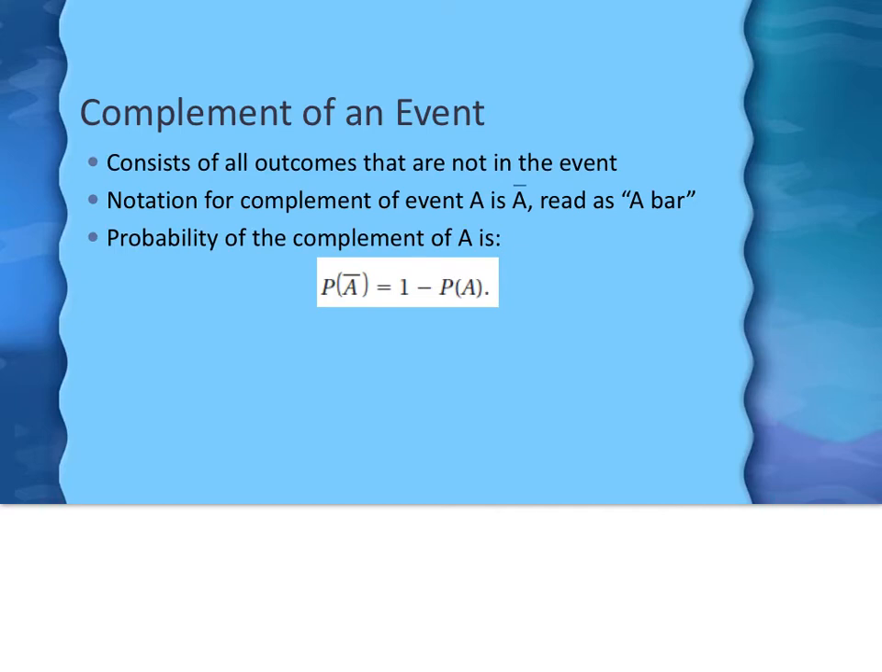Okay. Complement of an event. So the last thing we'll talk about in this section is a complement. We've talked about complements in a lot of different ways, right? We talked about the complements of an angle, that kind of stuff. This is different, sort of. So this consists of all the outcomes that are not in an event.